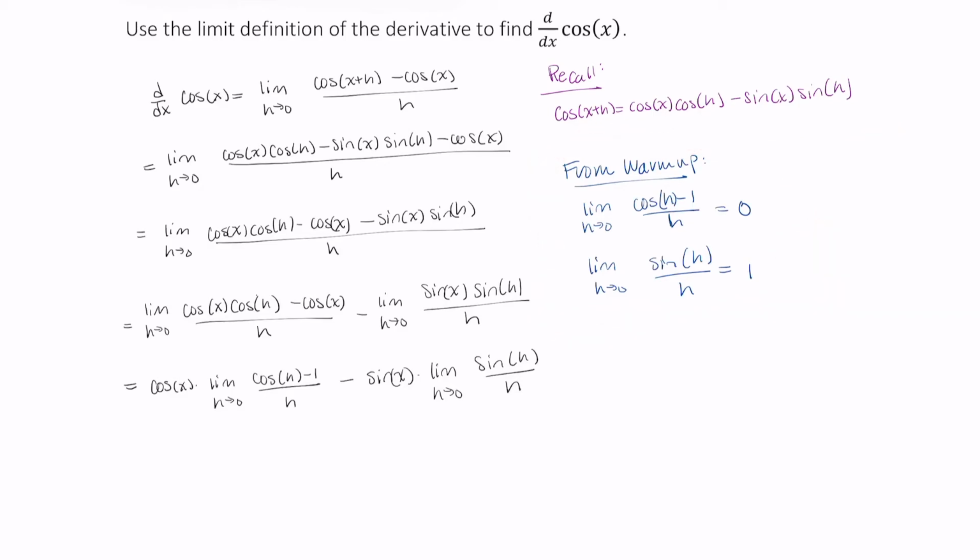So that means this entire part is just going to equal 0, since this limit is 0. So I have cosine of x times 0 minus sine of x times this entire limit, which is just 1. So this becomes negative sine x. So the first derivative of cosine x is equal to negative sine x.